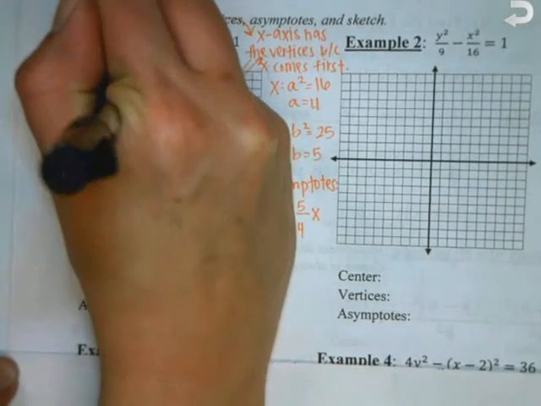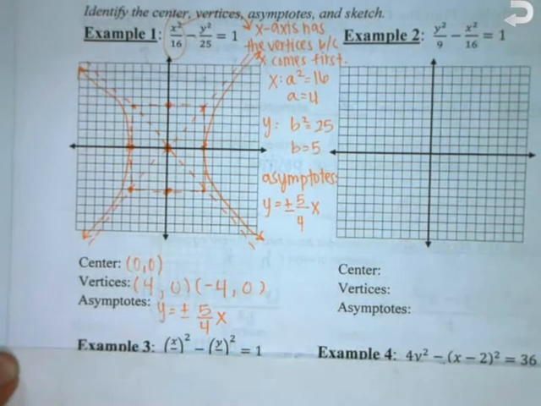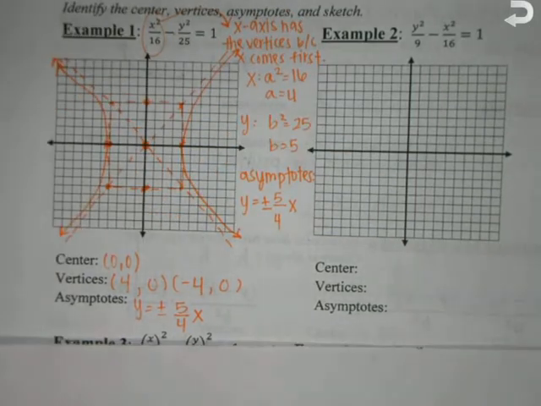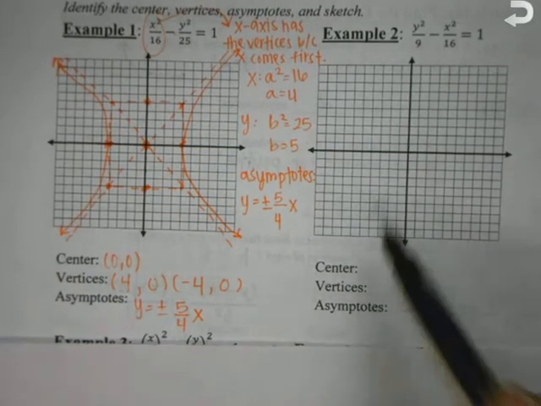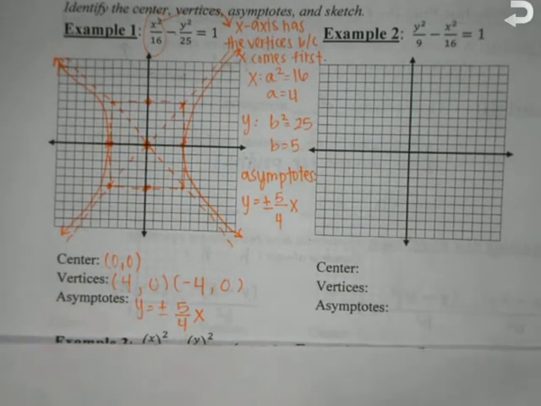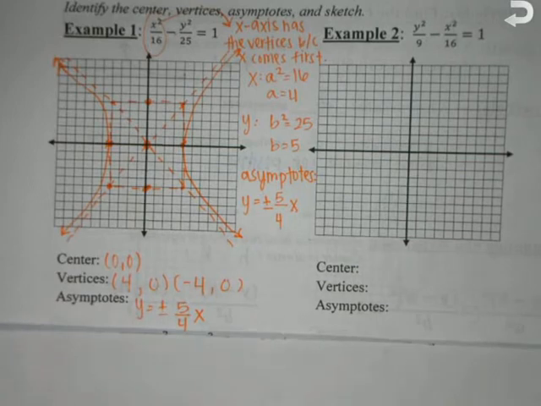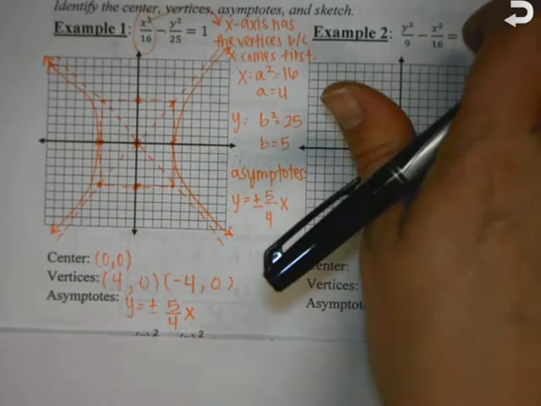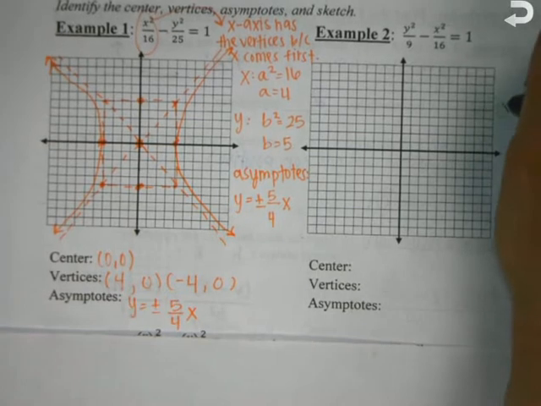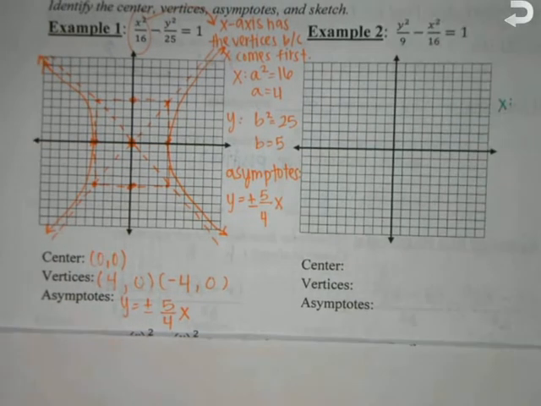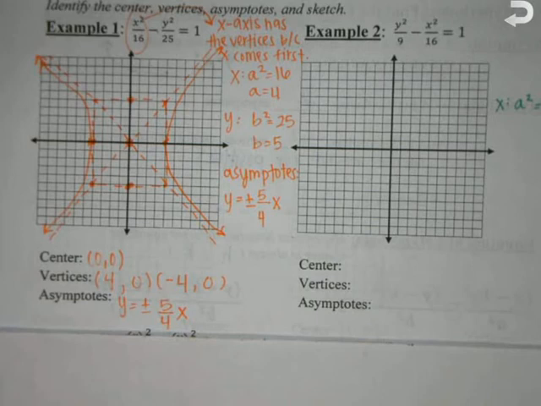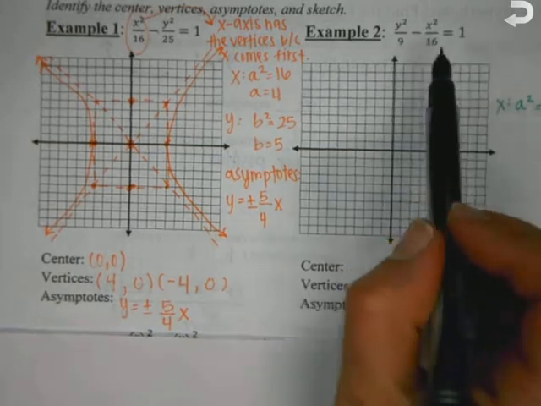Example 2, we're going to do this one together, and then I'm going to let you all try example 3 by yourselves. So example 2, first thing, let's find A and B. So let's do that first. A squared is equal to what? 16. So A is equal to 4. So A is always underneath x, no matter where x is.